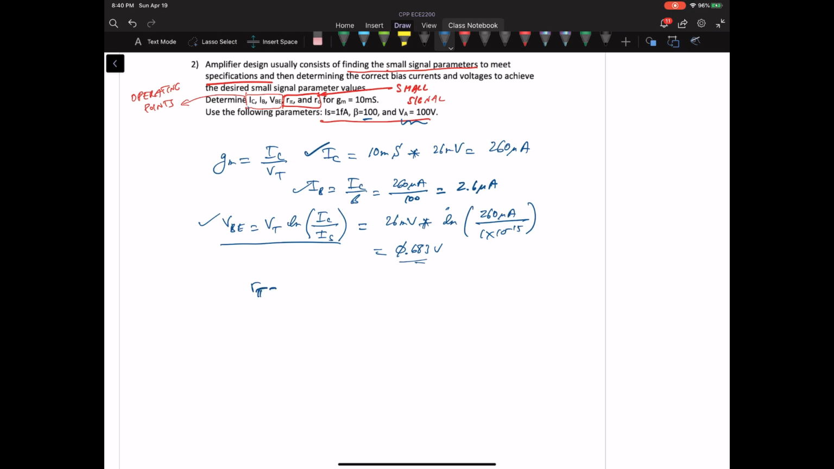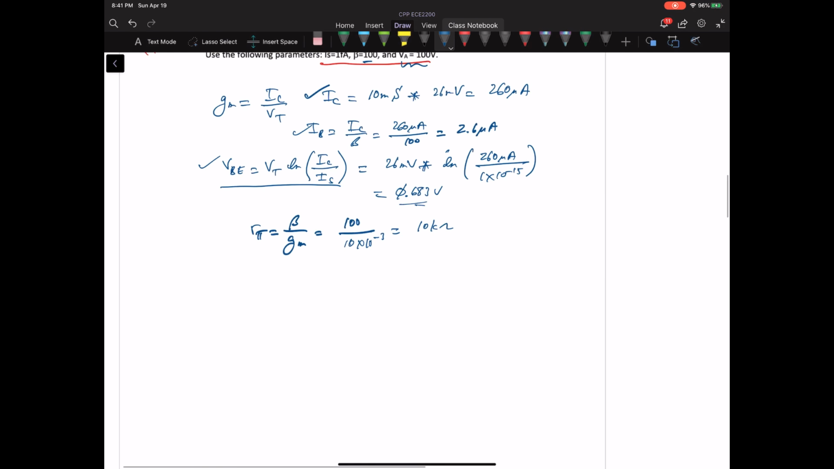So r sub pi is beta over g sub m. That's 100 over g sub m, which is 10 millisiemens. Again, it's given. So that is 100 divided by 10 millisiemens. That is 10k ohm. Okay, that's the input resistance.